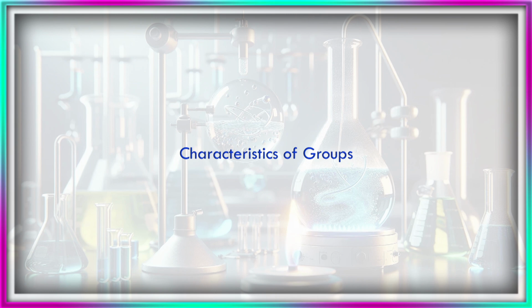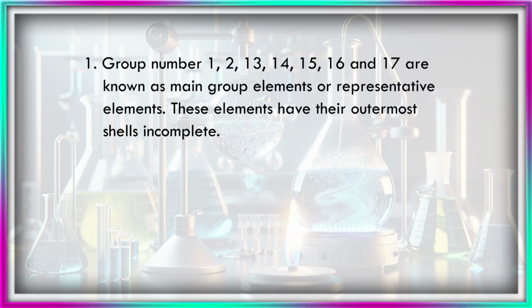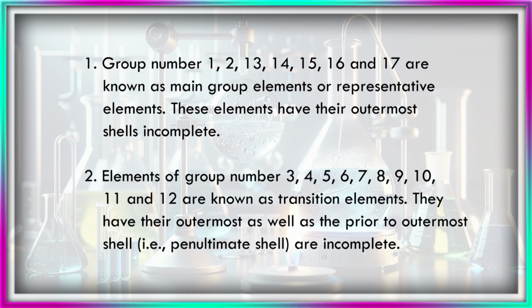Characteristics of groups. 1. Group numbers 1, 2, 13, 14, 15, 16 and 17 are known as main group elements or representative elements. These elements have their outermost shells incomplete. 2. Elements of group numbers 3, 4, 5, 6, 7, 8, 9, 10, 11 and 12 are known as transition elements. They have their outermost as well as the prior to outermost shell, i.e., the penultimate shell, incomplete.